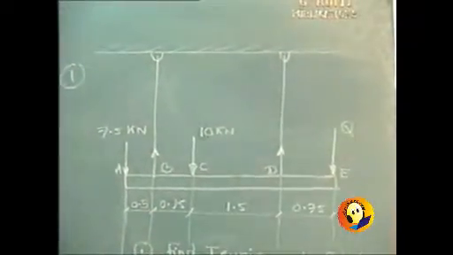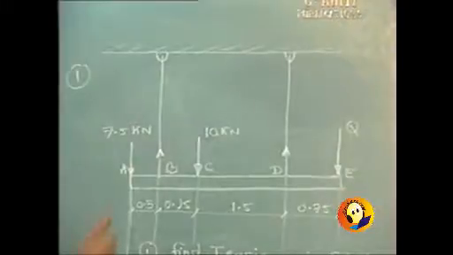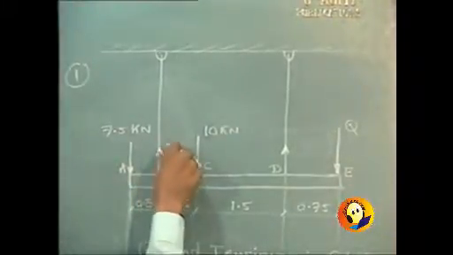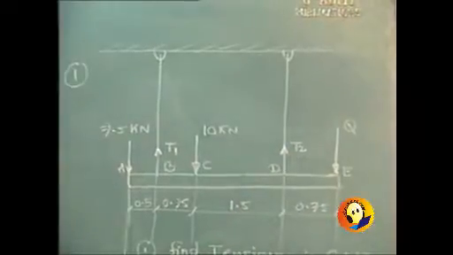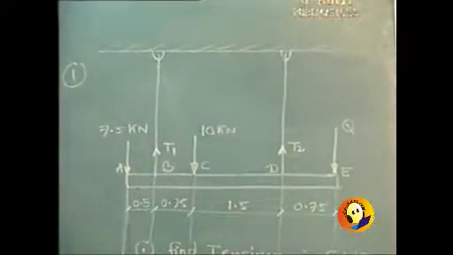So far as these two tensions are concerned, we can name them T1 and T2, and both are in the vertical direction. To solve this problem, we have the equations of equilibrium: sigma Fx equal to 0, and you will find that none of the forces is in the horizontal direction. So we proceed to the next equations, sigma Fy equal to 0 and sigma moment equal to 0.